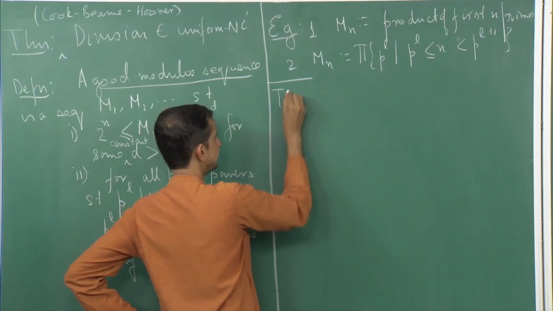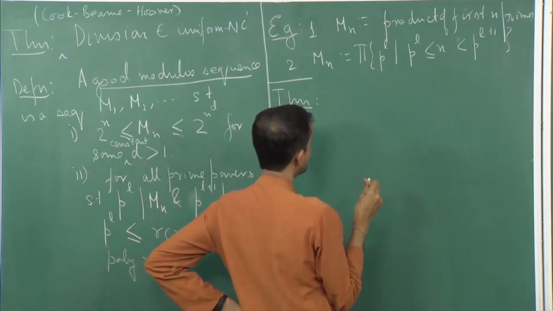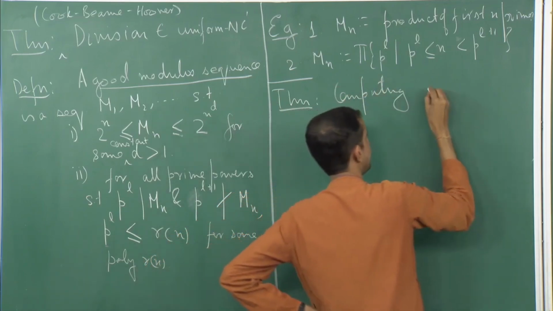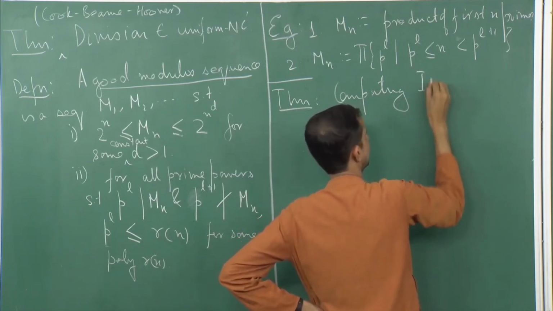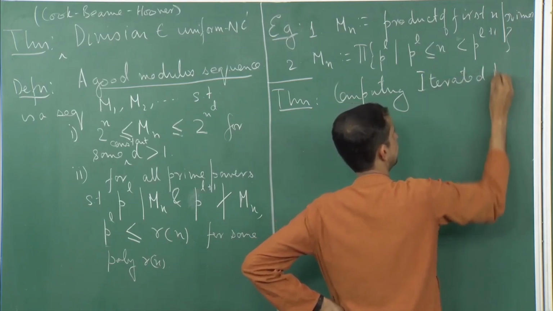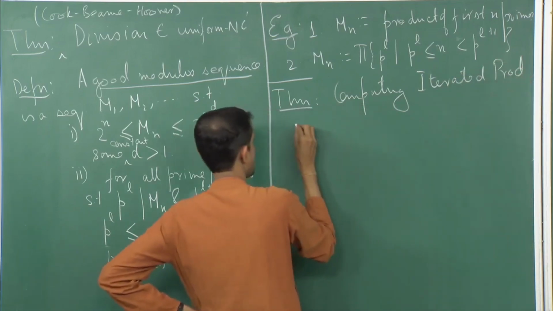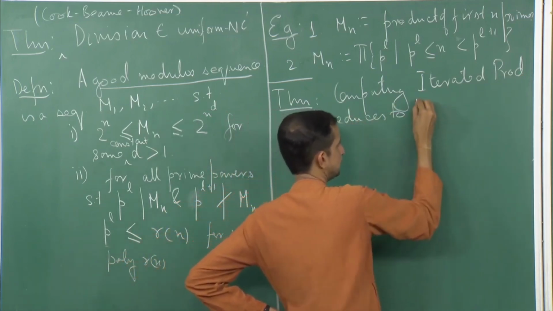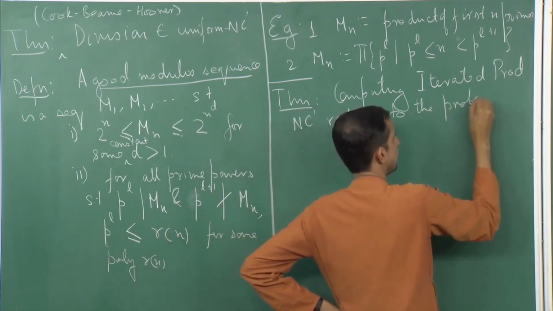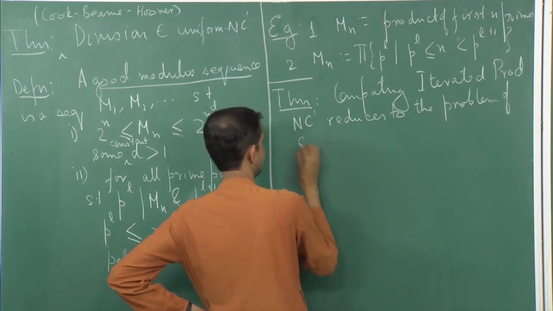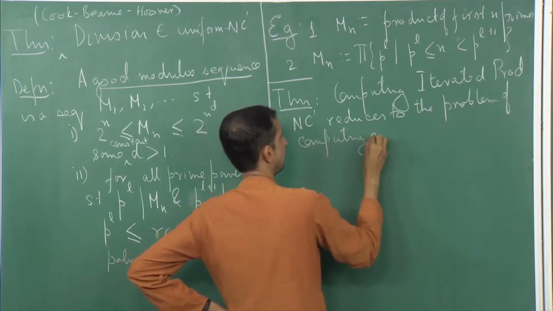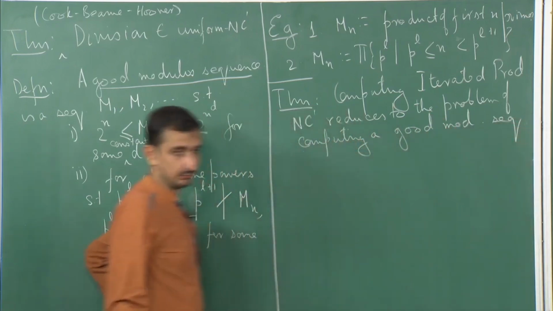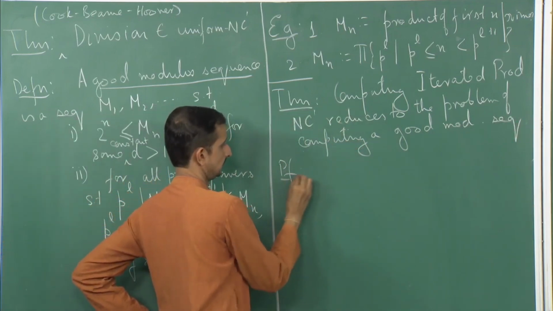So now what we will show today is the following theorem, that computing iterated product in NC1 reduces to the problem of computing a good modulus sequence, okay. So let us see the proof of this.